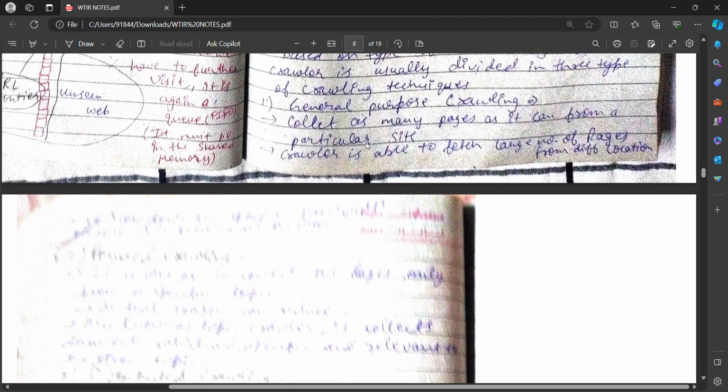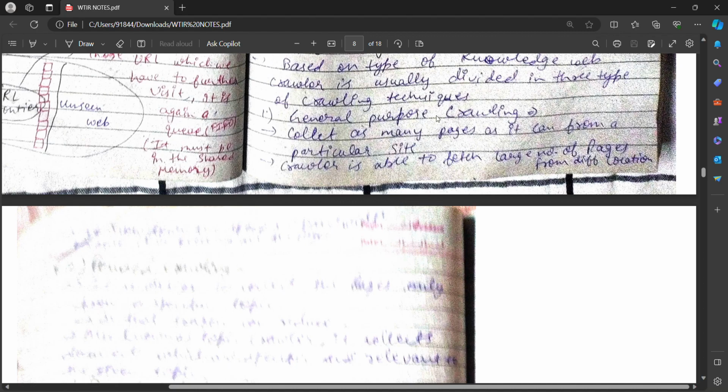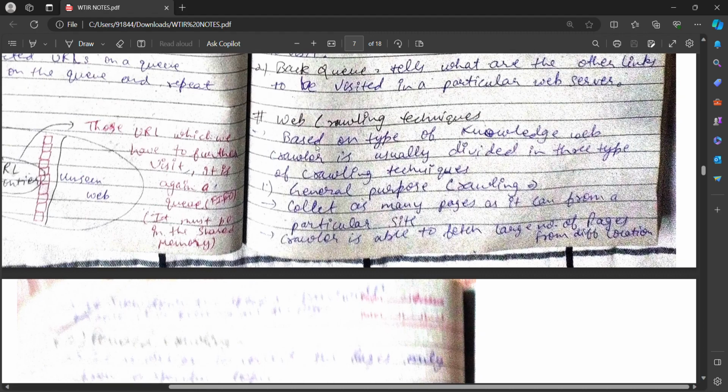First is general purpose crawling. See, I'm telling these kinds of techniques. If it came in your exam to write down the web crawling techniques, you can write this. If it came in your exam what is a general purpose crawler, you can write according to the technique. A general purpose crawler is the crawler that is used in the general purpose crawling technique. We are discussing the techniques now.